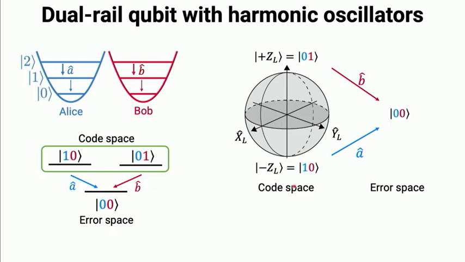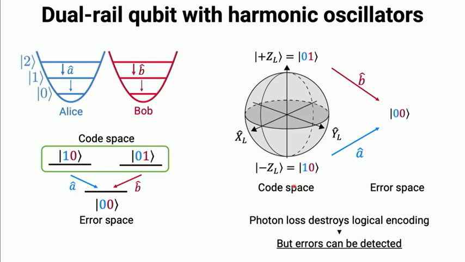So the bottom line is photon loss takes us to the error space, but this error space is orthogonal to the Bloch sphere, the code space, and so we can detect them. And that's going to be the basis of our erasure detection. And so if we can detect them, we can convert this photon loss error channel into an erasure channel. Finally, I want to note that these oscillators have negligible dephasing errors, especially the ones implemented in 3D cavities. This will be important later.